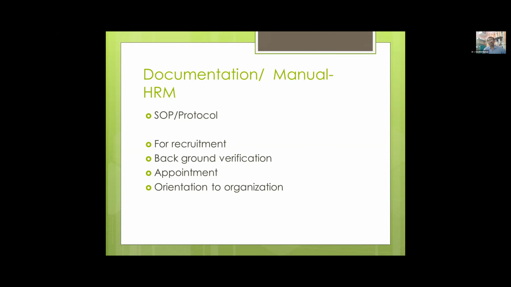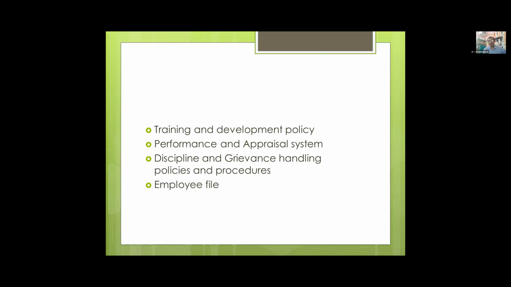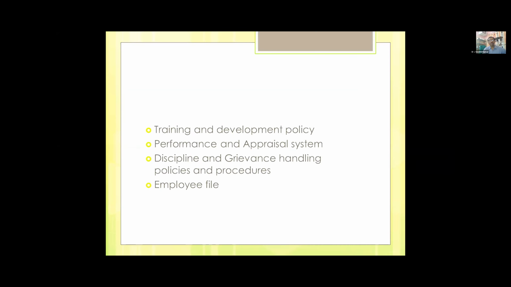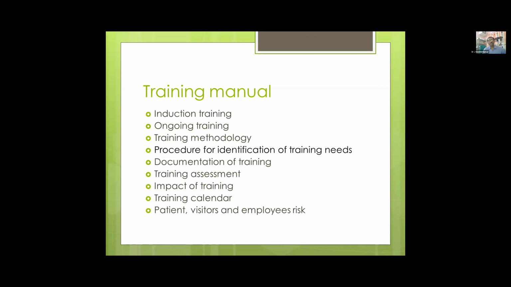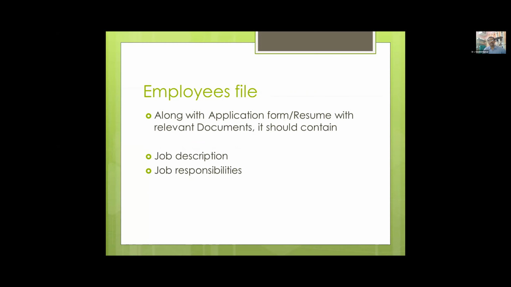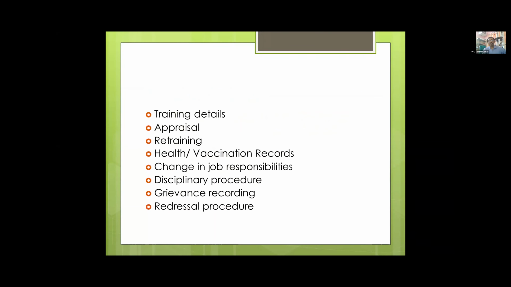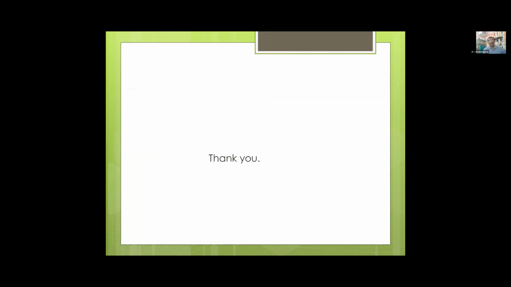These are the various documents or manuals, SOPs, or protocols related to recruiting, training, performance, discipline handling, and the employee's file. The training manual should contain all the things mentioned above, like induction training, ongoing training, procedures, training assessment, impact of training, and training calendar. The employee's file, along with the application form received with relevant documents, should contain all these things, including the training details, disciplinary procedures, and redressal procedures.